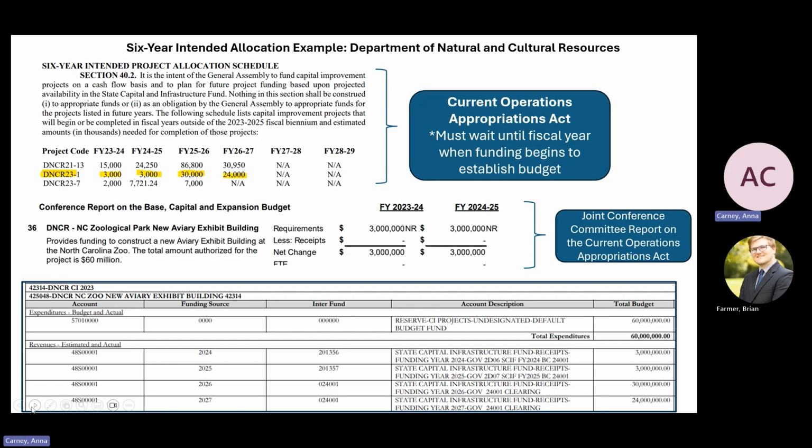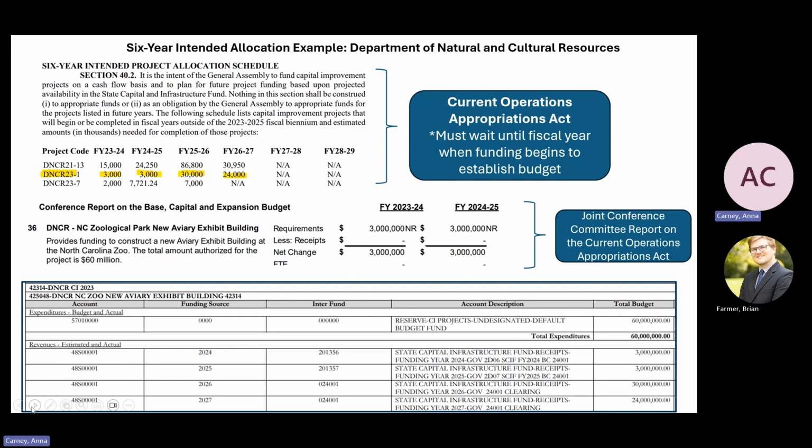So on the left-hand side, the first picture is from the 6-year intended project allocation schedule from the Current Operations Appropriations Act or the budget bill. Anytime a budget bill is passed for a biennium, it will usually include this schedule for any SCIF funded projects and how much money the project will receive across those fiscal years. So you can see in this first one, this is an example from Department of Natural and Cultural Resources, where they had SCIF funding allocated to this project across 4 fiscal years.